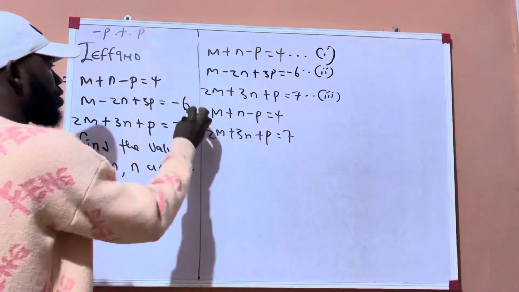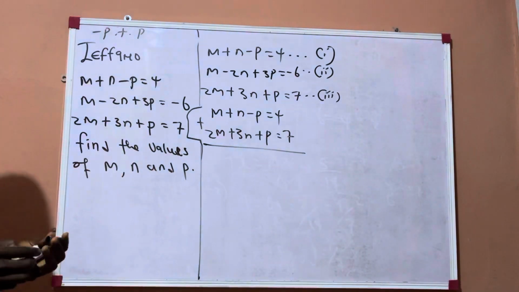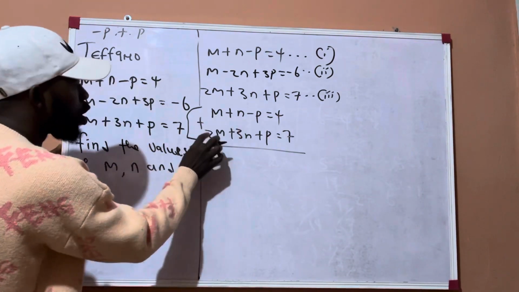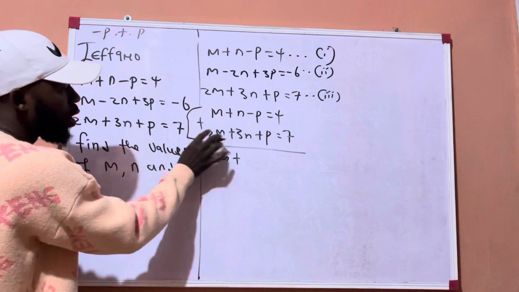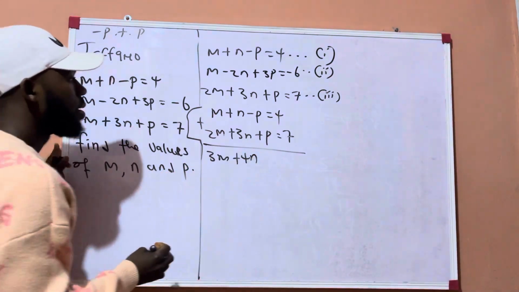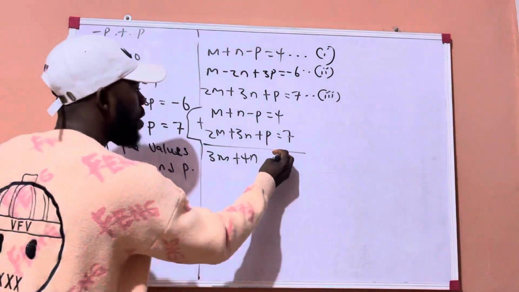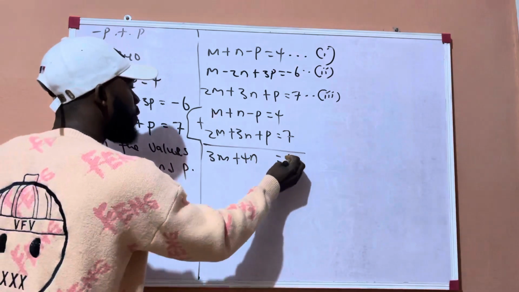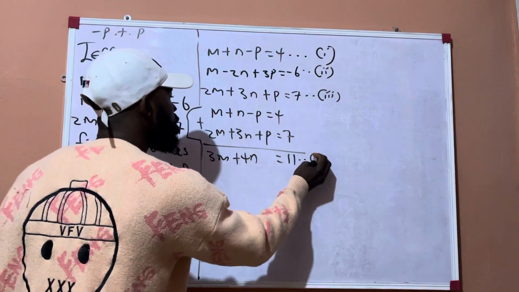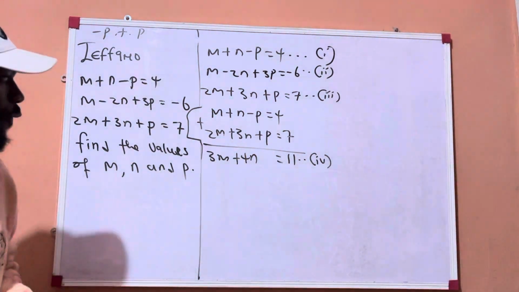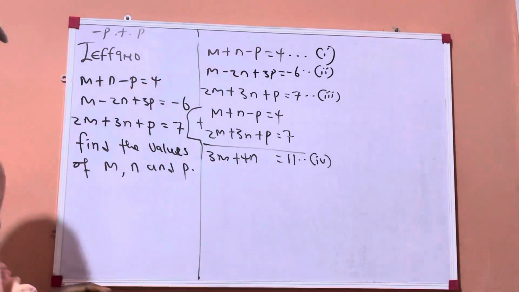Now, adding these equations, we have something like this. M plus 2M will give us 3M, N plus 3N will give us 4N, okay? Minus P plus P will give us 0. P has been eliminated. Now, 4 plus 7 will give us 11. Now, you will notice that this becomes our equation 4. Why is it now our equation 4? Because in equation 4, there is no more variable P. Variable P has been eliminated.